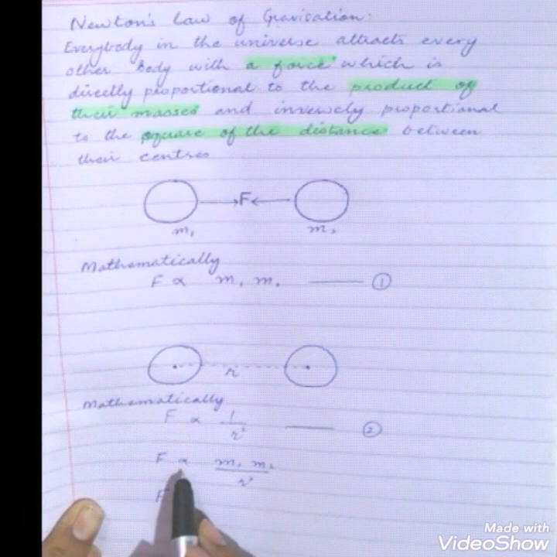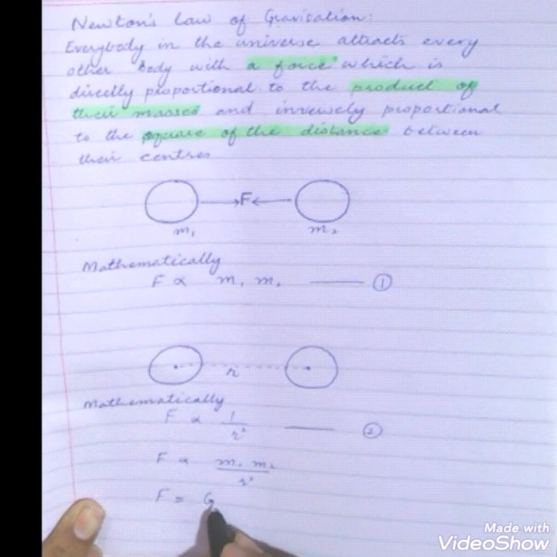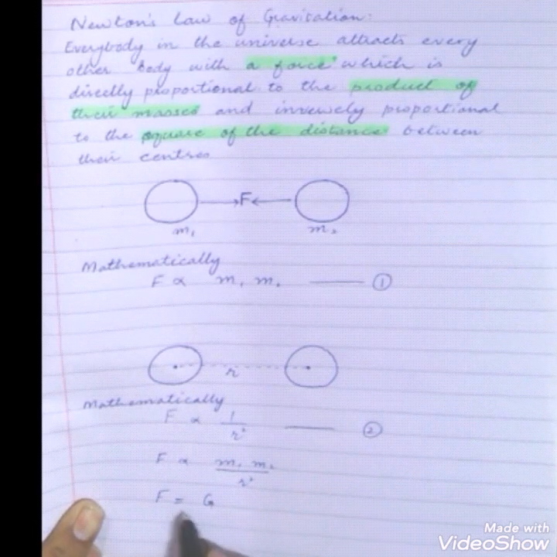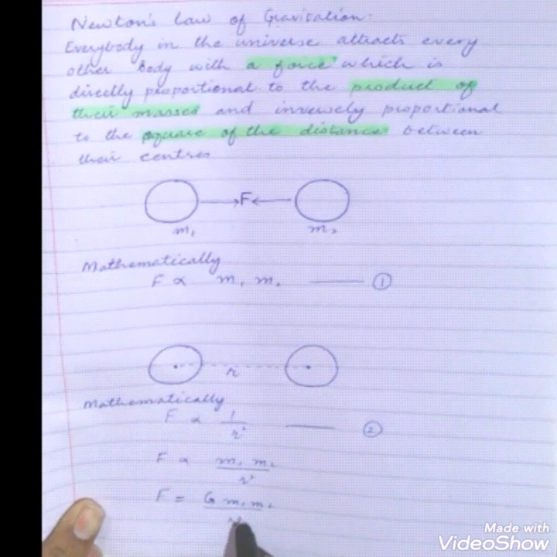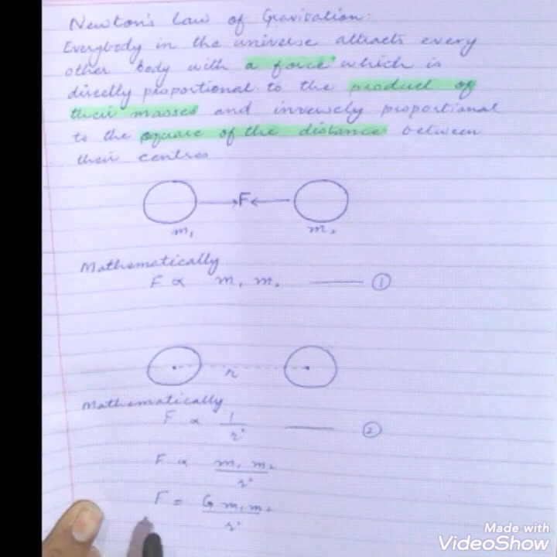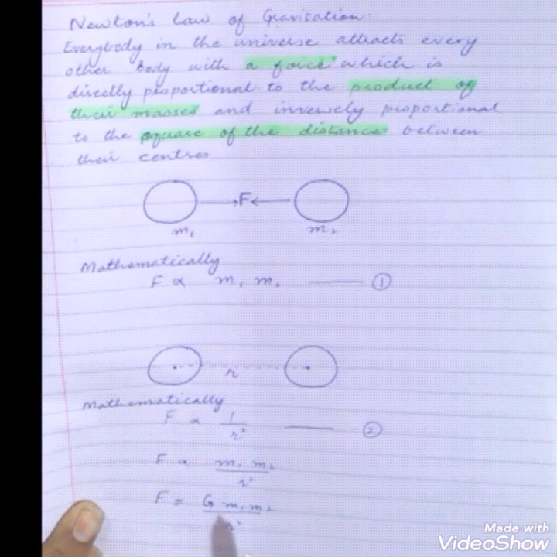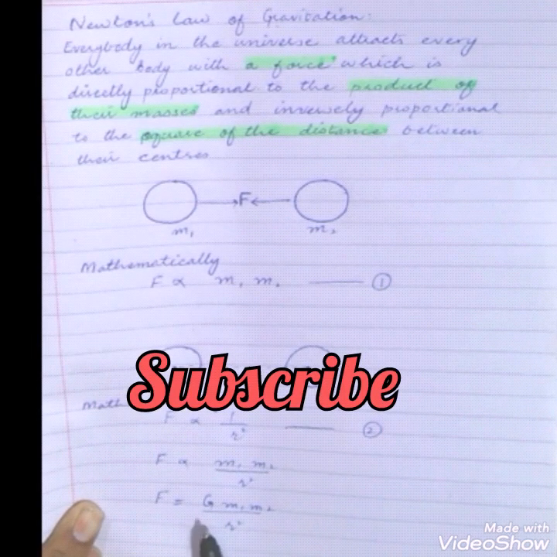When we remove the proportionality, there is always a constant to be introduced over here, capital G. So we can write F equals G m1 m2 upon r square. This equation is our required equation, which states that the force between these two can be calculated as G m1 m2 upon r square. G over here is the gravitational constant, and its value is 6.67 times 10 to the power minus 11 Newton meter square per kilogram square.